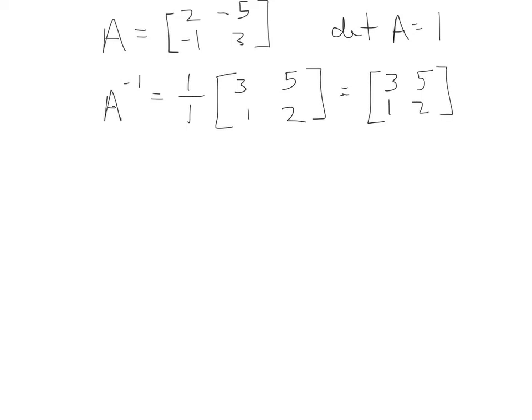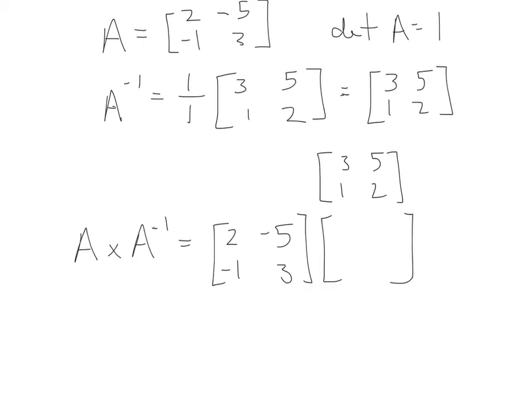Now, I claimed that if I multiply A and A inverse, I should get that identity matrix, and we'll actually confirm this with this example. So if I do A times A inverse, well, that's going to be equal to, for entry 1, 1, 2 times 3 is 6, plus -5 times 1 is going to give me a 1. For entry 1, 2, I'll have 2 times 5 is 10, plus -5 times 2 is -10, is going to give me a 0.